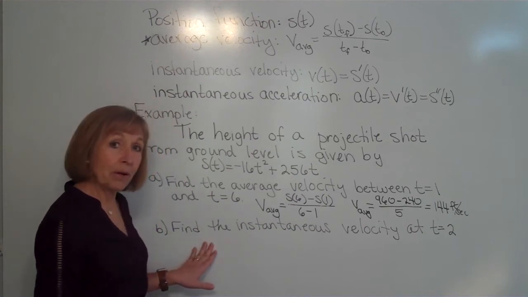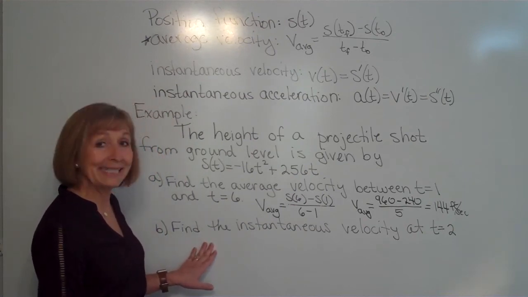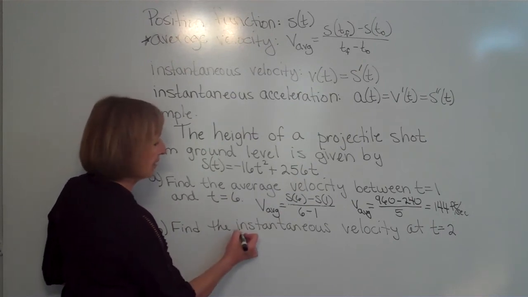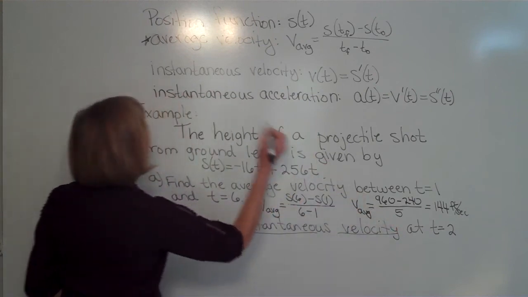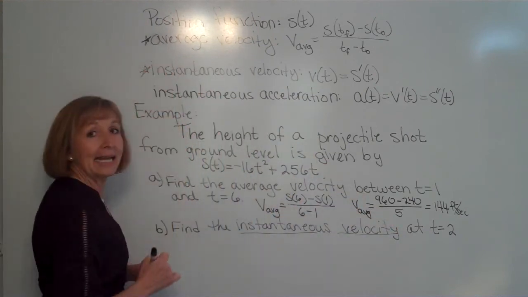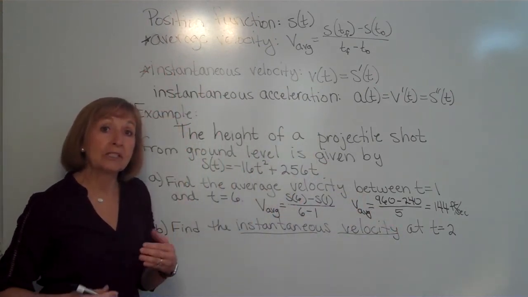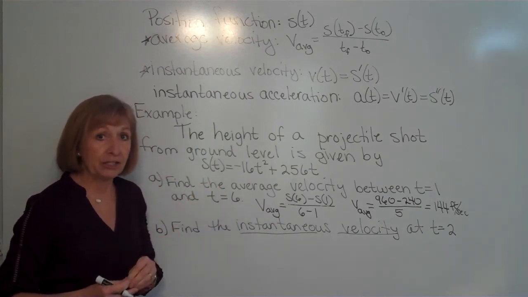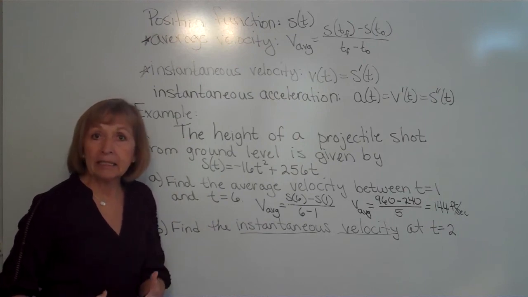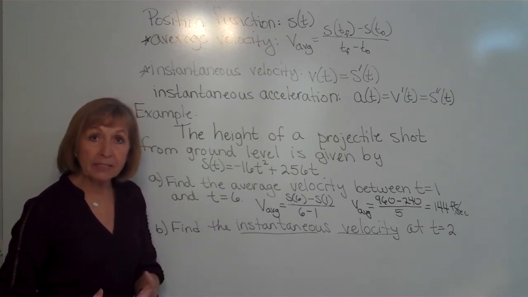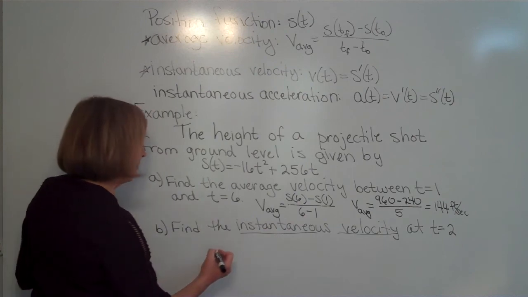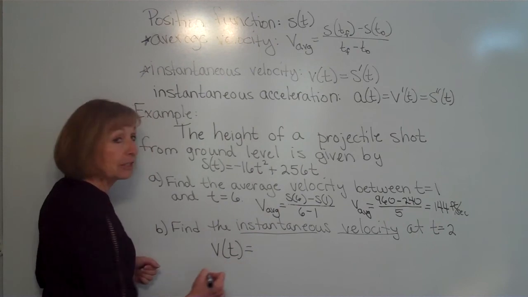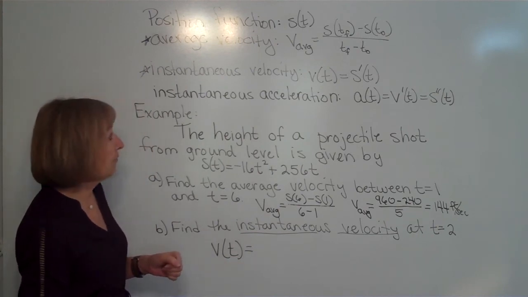Now notice the second part asks you to find the instantaneous velocity of that particle at t equal 2. So now since it's the instantaneous velocity, that's when we are looking at it as the limit as delta t approaches 0 of that change in distance divided by change in time. So we're taking the limit as the change in time approaches 0 to get at an instant, and that's when my velocity function is equal to the derivative of my position function.